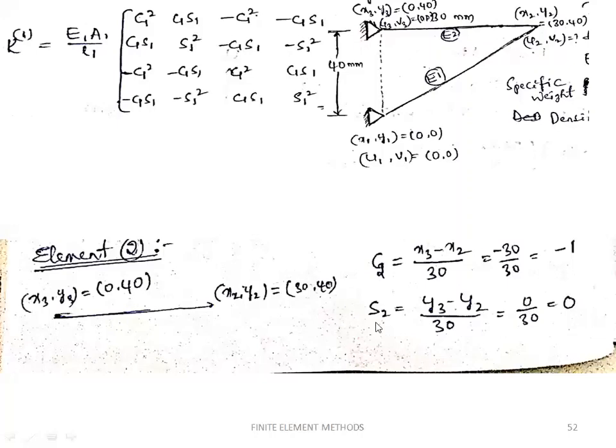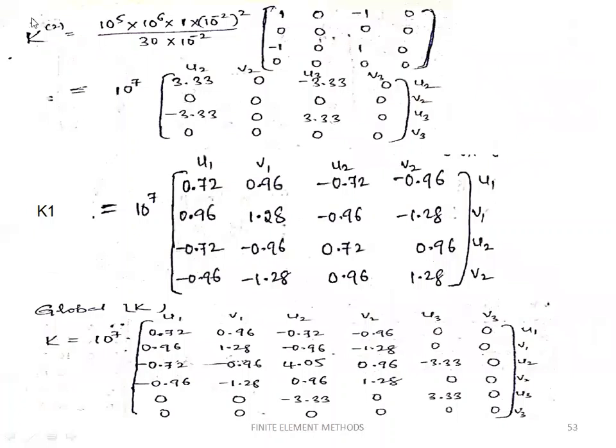So once you know C2 and S2, substitute in K2, therefore you will get the elemental stiffness matrix for the second element. So this is the second element stiffness matrix: you will get here 10 to the power 5 into 10 power 6, this is the Young's modulus for the second element, into the area that is 1 into 10 power minus 2 whole square, divided by the length of the element that is 30 mm, which is given as 10 power minus 3. This is minus 3, not minus 2, it is minus 3.